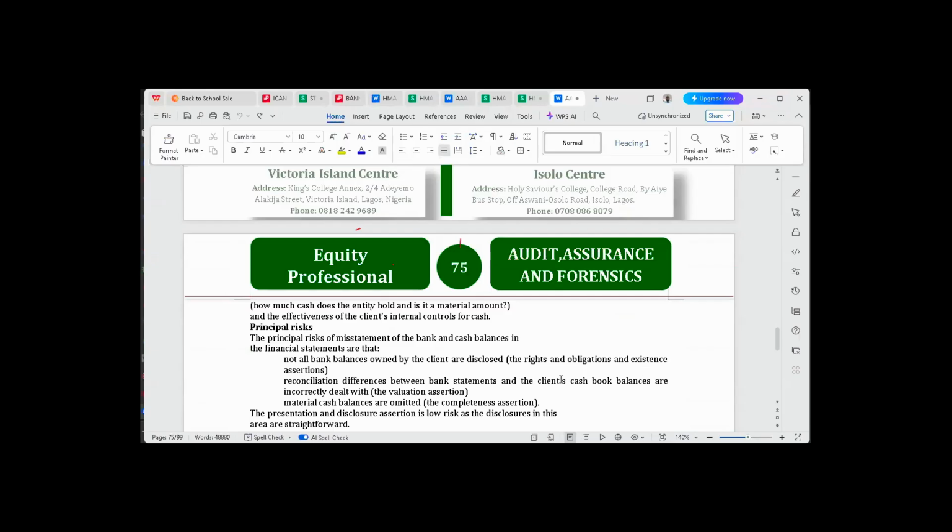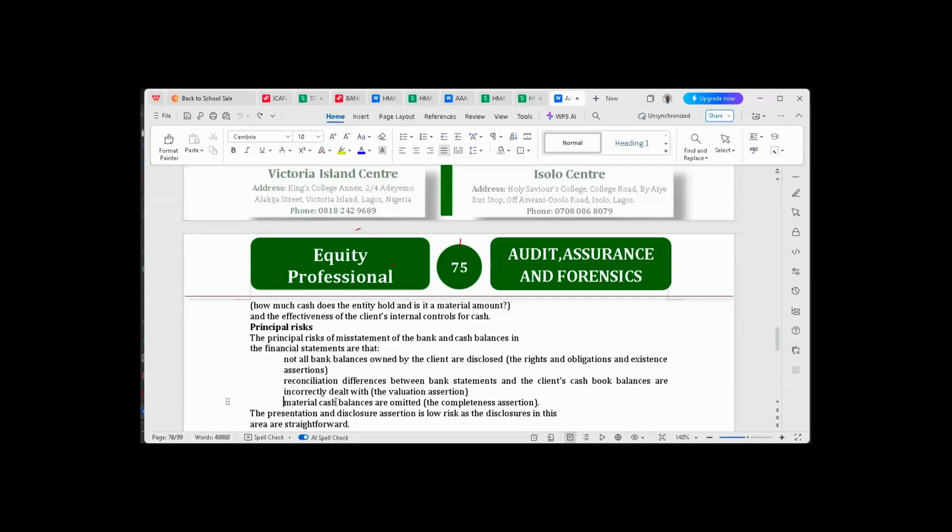Okay. Now, the principal risk that you have with bank and cash is the risk of misstatement, which can be attributable to the fact that not all bank balances owned by the client are disclosed. There are times when you have some clients with more bank accounts. You may have like 20, but on the face of the financial statement, they only present maybe 5 or 15 out of 20. Then sometimes bank reconciliations are not done. That's another way. You can't ascertain how much goes in and how much goes out. Okay, it becomes an issue. All right.